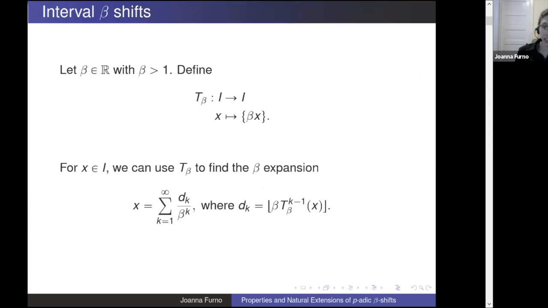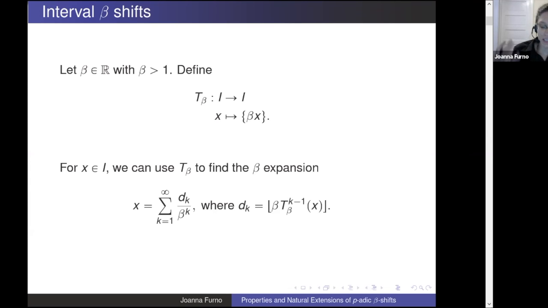So to start, sort of classically, what's a beta shift? You work on the interval, you take a real number beta that's bigger than 1. So when you multiply, some of the things are going to land outside of the unit interval, and then you take the fractional part to come back in.